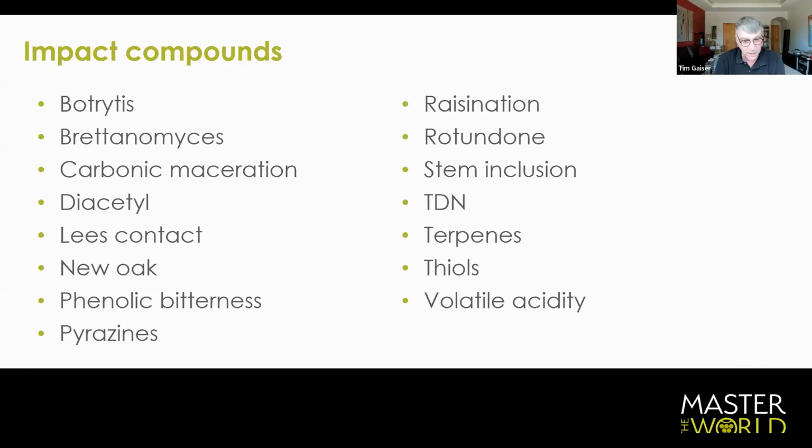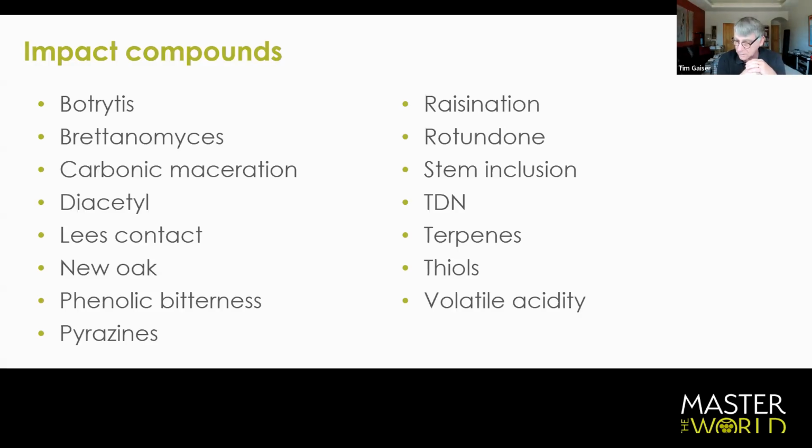And we associate carbonic maceration, and again, you've got whole clusters of grapes, so you've got stems, so you're fermenting with stems, with Beaujolais and Beaujolais Village and Nouveau Beaujolais. It's used for other things too, but that's what it's known for.